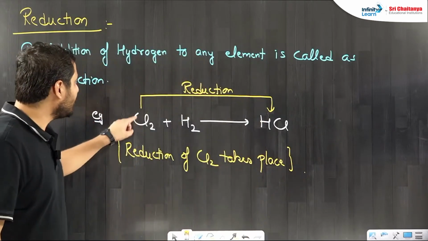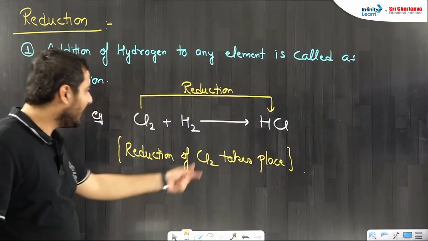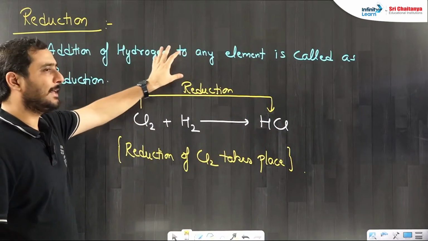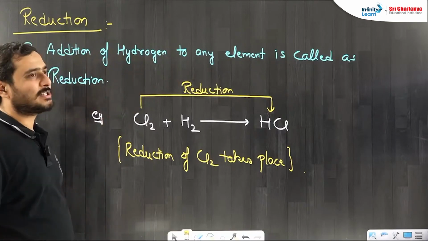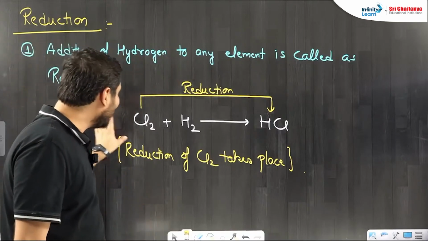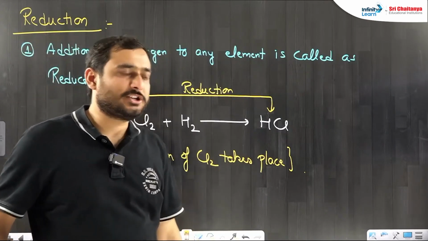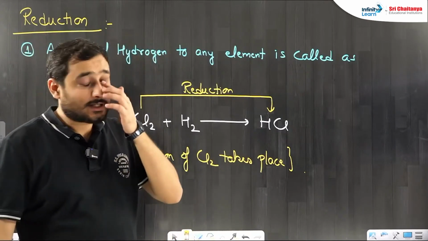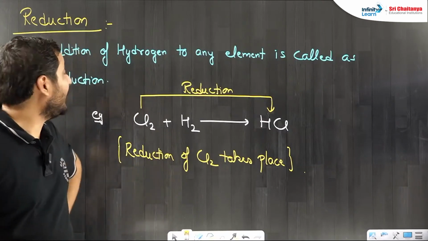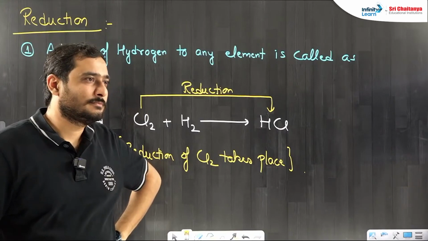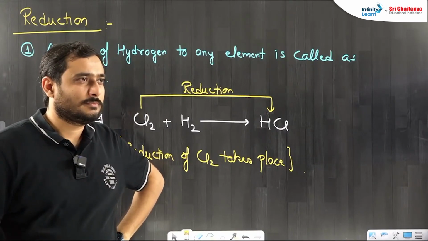Because here in Cl2 what we are adding? Hydrogen, and it is converted to HCl. So addition of hydrogen to any element is considered as which process? Reduction process. Any doubt in this? This is reverse of oxidation. In oxidation there is removal of hydrogen, and here it is addition of hydrogen. Is it clear?